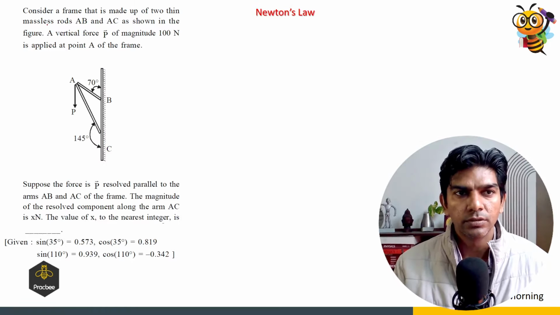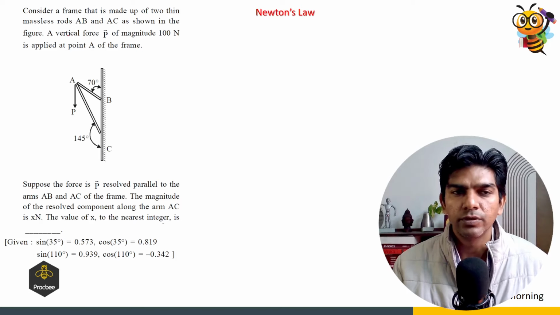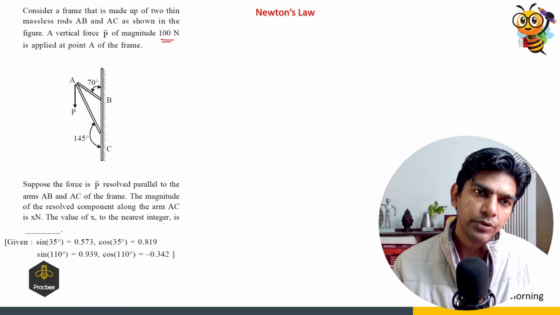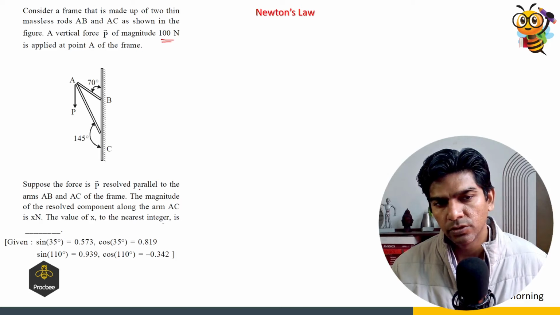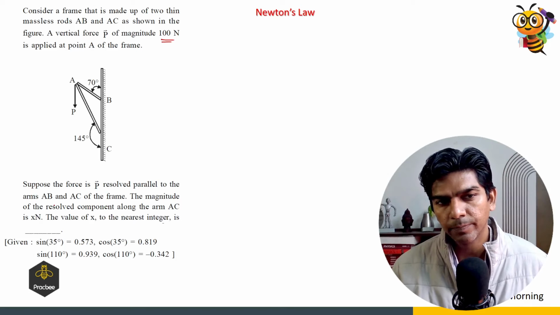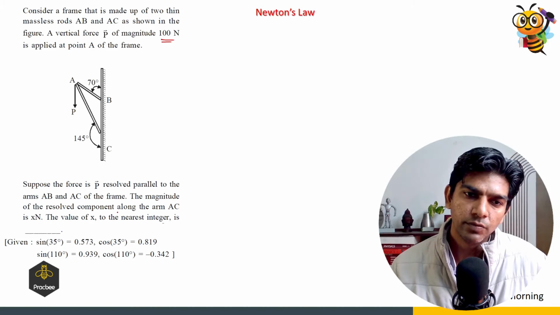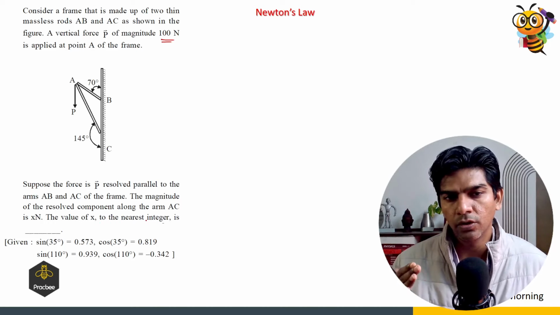Right, so let us see this question. Consider a frame that is made up of two thin massless rods AB and AC as shown in the figure. A vertical force P of magnitude 10 Newton is applied at the point A of the frame. Suppose the force P is resolved parallel to the arms AB and AC of the frame. The magnitude of the resolved component along the arm AC is x Newton. Find the value of x to the nearest integer. So we have to find the component of P along AC.